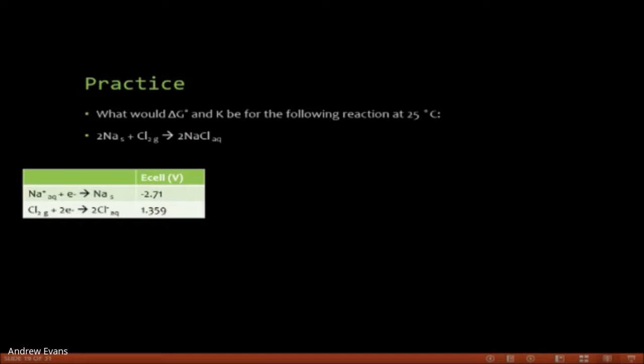Well, we're going to break this down to half reactions. Na plus electron goes to Na, and that's negative 2.71. Chlorine plus 2 electrons goes to 2 chloride, and that's 1.359. So I'm at 25 degrees, which is 298 Kelvin. What is our G? What is our K?